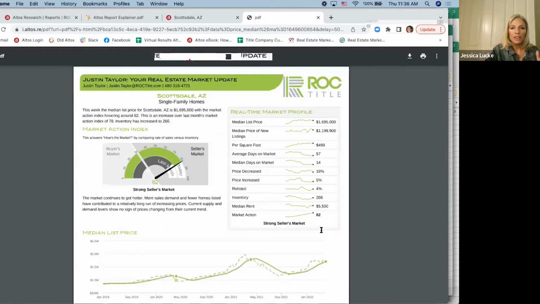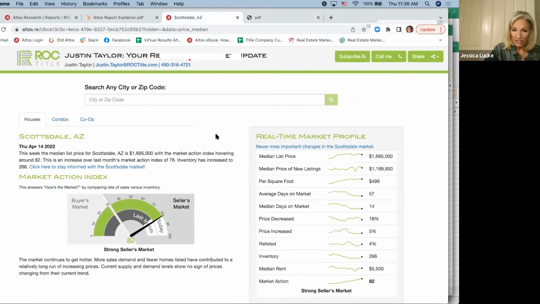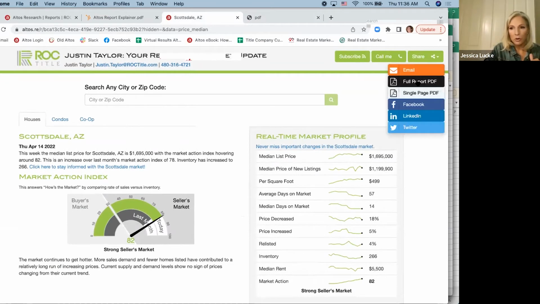Print it out. So neighborhood walks, open houses, farming, direct mail even these days. These are really great reports. A single page is all you need. But what about listing presentations or onboarding new buyers? You might want to bring out the big guns, in which case you can take this offline. Go to share, click on full report PDF.